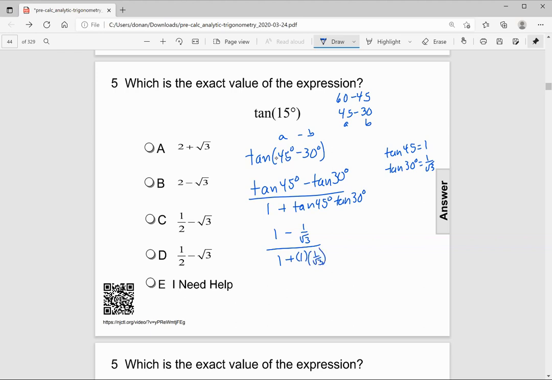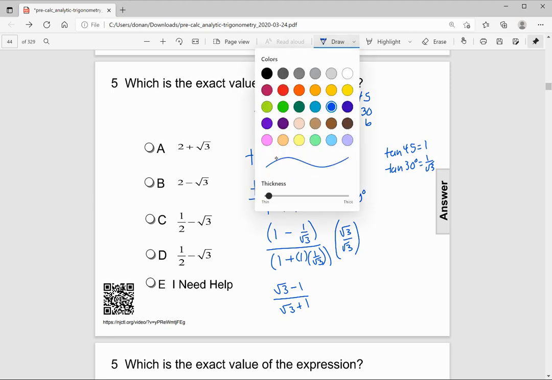And we're going to rationalize this denominator. So we're going to multiply the whole thing by root 3 over root 3. And that's going to help us rationalize this. So if we multiply the numerator by root 3, then we get root 3 minus 1. And if we multiply the denominator, we get root 3 plus 1. Now, none of those matches this answer because they've rationalized their denominator further.